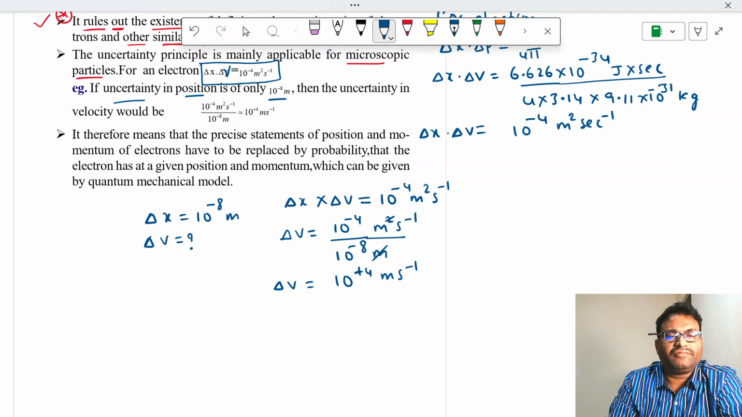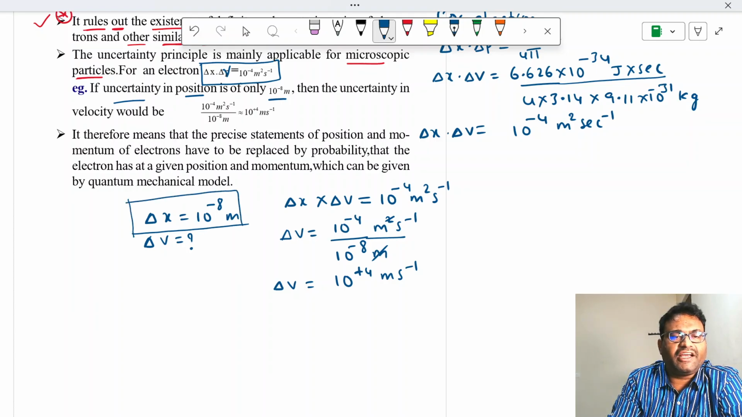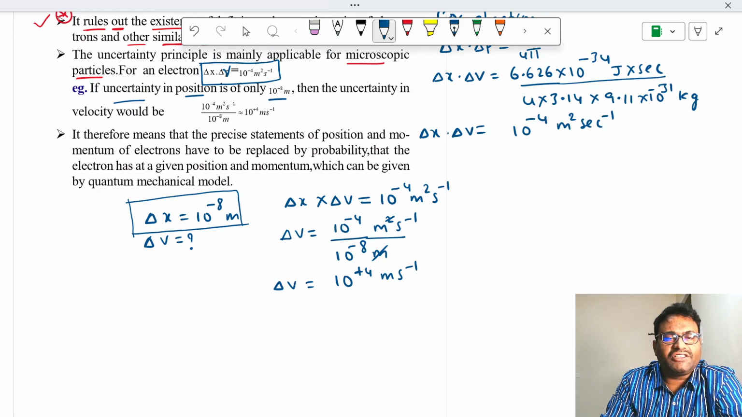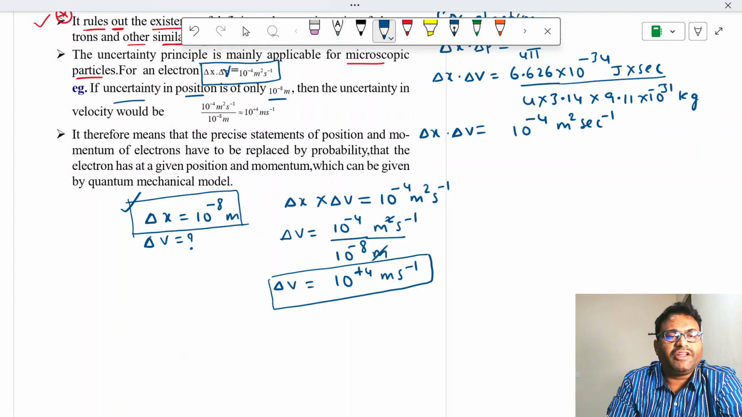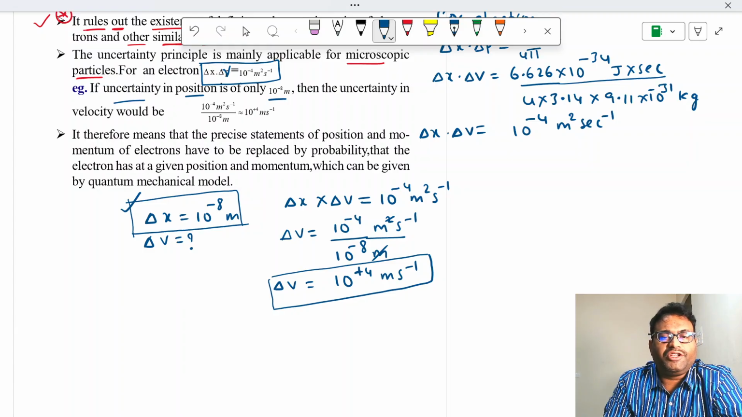See, here delta x means error. Remember that it is error. Error in position is very small, 10 power minus 8. Then error in velocity is very large, 10 power plus 4. So if the error in position is very small, the error in velocity will be huge. From this also we again confirm that both position and velocity or momentum cannot be calculated accurately at the same time. This is what the Heisenberg uncertainty principle is all about.